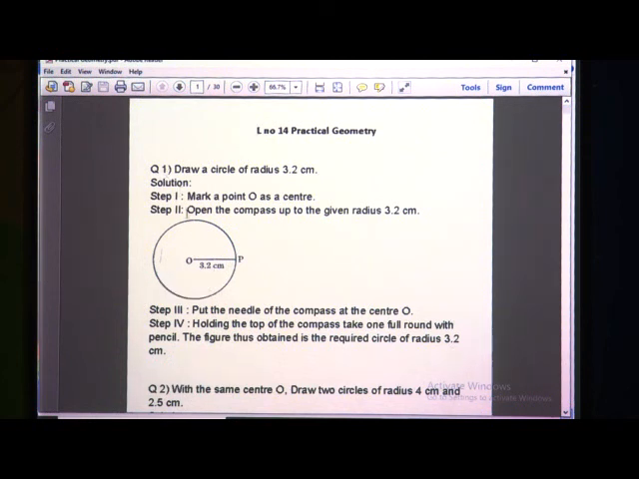So this was the question, and these were the steps that we have written, and we have constructed a circle of radius 3.2 centimeter.